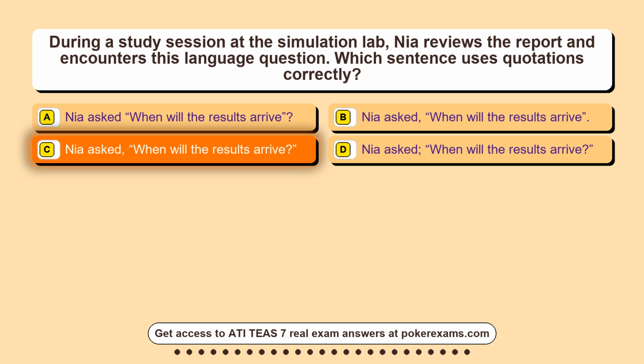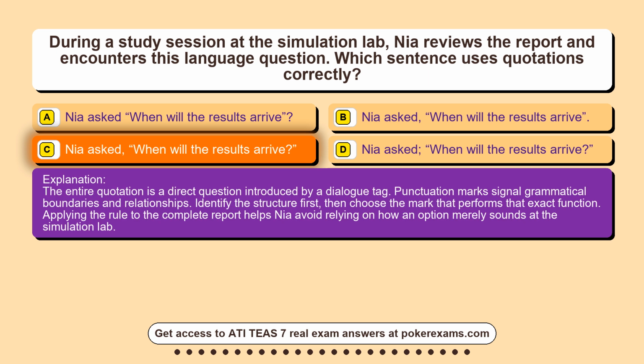Nia asked, when will the results arrive? The entire quotation is a direct question introduced by a dialogue tag. Punctuation marks signal grammatical boundaries and relationships. Identify the structure first, then choose the mark that performs that exact function. Applying the rule to the complete report helps Nia avoid relying on how an option merely sounds at the simulation lab.